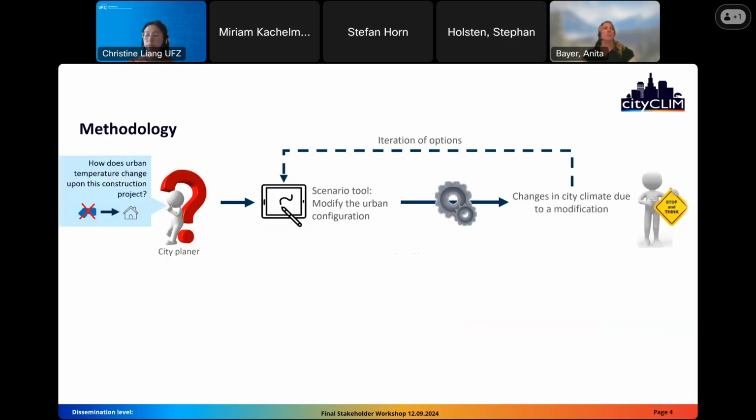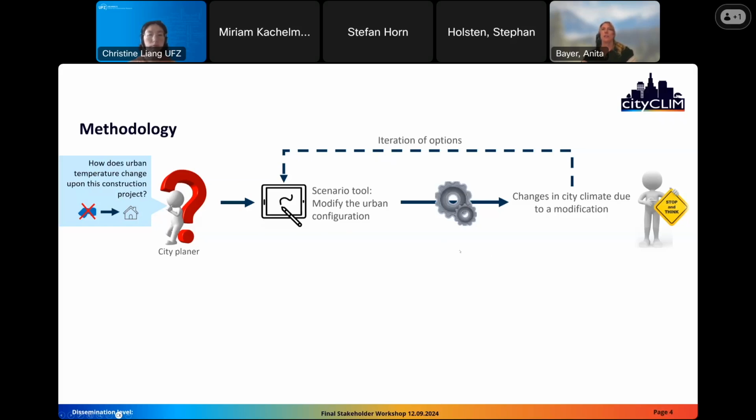So going a bit into the methodology, what are we doing and how does it work? This is the very logical chain. So we have our city planner on the one side. He goes to an online tool that Stefan already showed a bit, this scenario tool where he can modify the urban configuration. Then something happens, and in the end, the user gets an answer on how much the city climate will change due to the identified modification. And then he can think, do I like it, do I not like it, and apply iterations of options. So this is what the user sees.